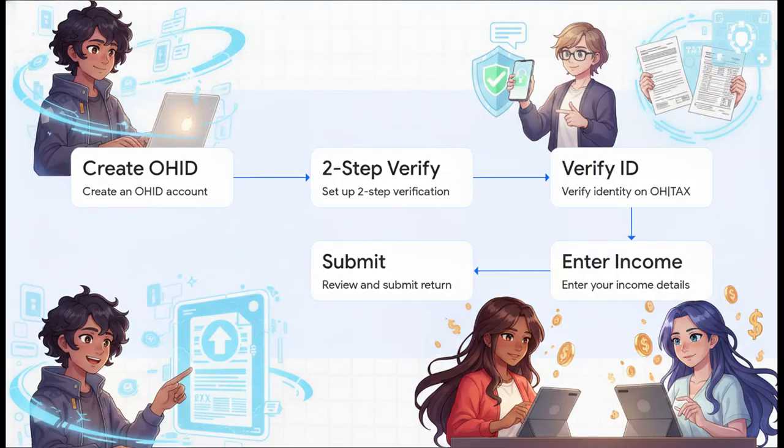We're going to focus on the state's completely free OH Tax e-Services portal for this walkthrough. Here's exactly how it flows. First, you create your OHID account. Second, and this is an absolutely amazing feature to highly secure your personal data, you set up two-step verification. You can use a text message or an authenticator app for that. Third, you verify your identity on OH Tax using those prior tax lines or wage statements we just talked about. Fourth, you enter your income details while the system basically does the math for you. And finally, you review your work and hit submit.